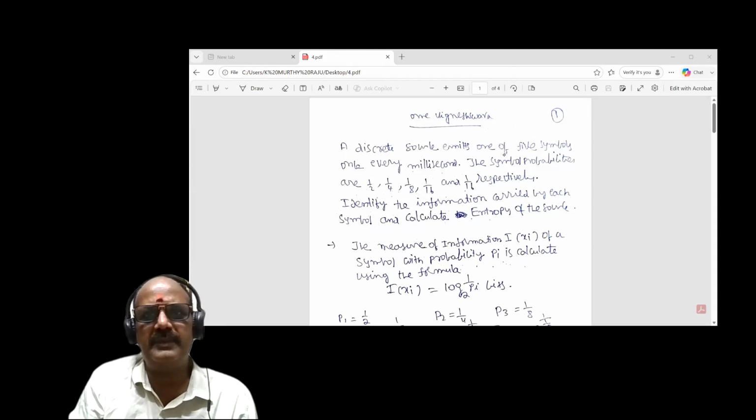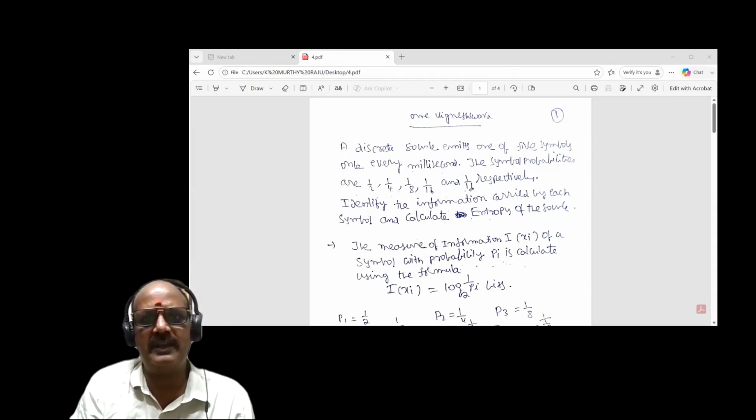A discrete source emits one of five symbols once every millisecond. The symbol probabilities are 1/2, 1/4, 1/8, 1/16, and 1/16 respectively. Identify the information carried by each symbol and calculate the entropy of the source.